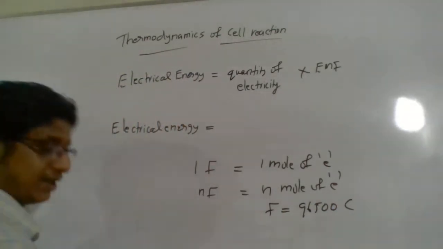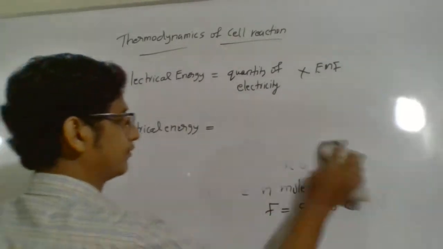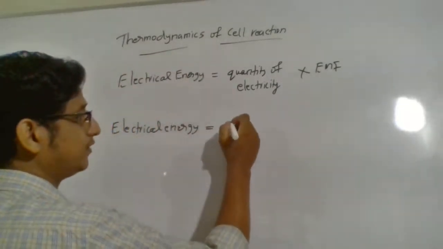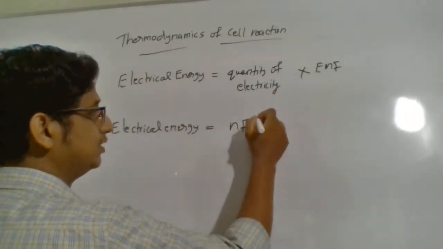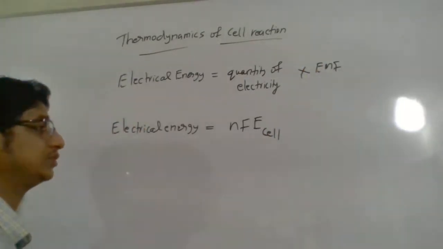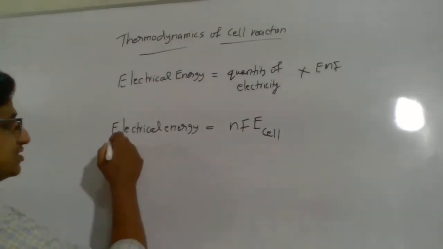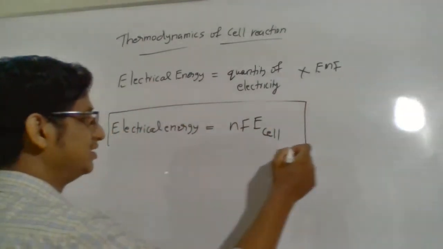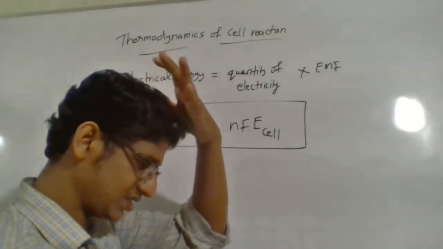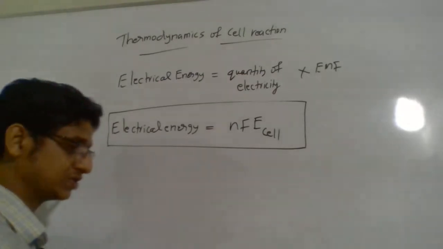So let us apply that here. The electrical energy produced is equal to nF E cell, where E cell is the EMF of the cell. So the electrical energy produced is nF E cell. All we need now is the cell potential. If you have the cell potential, the EMF of the cell, you can find the amount of electricity produced in a galvanic cell.